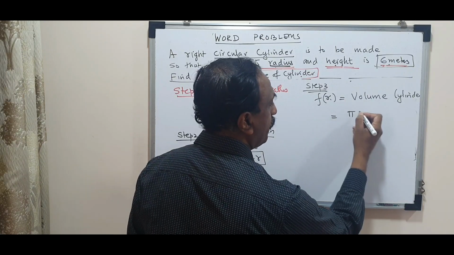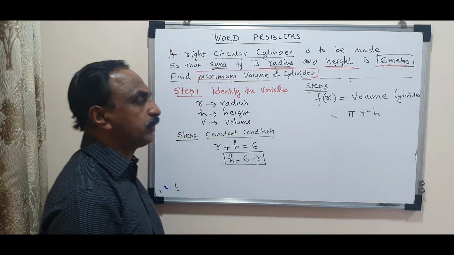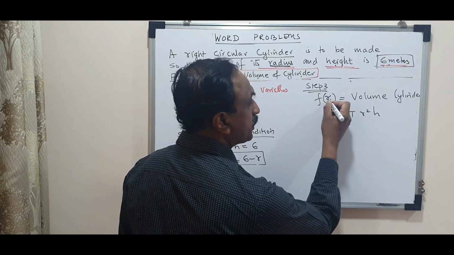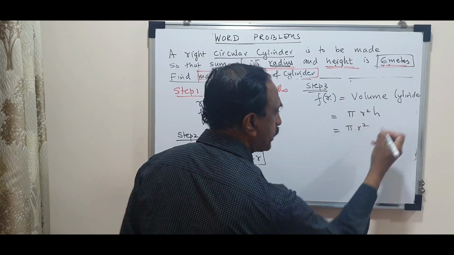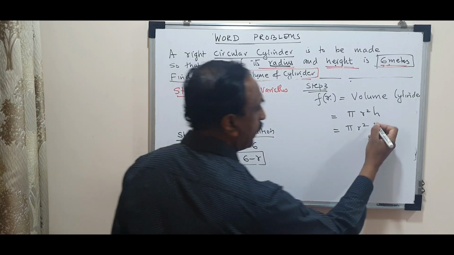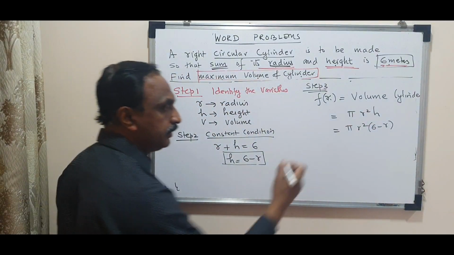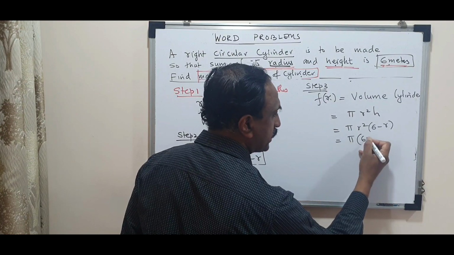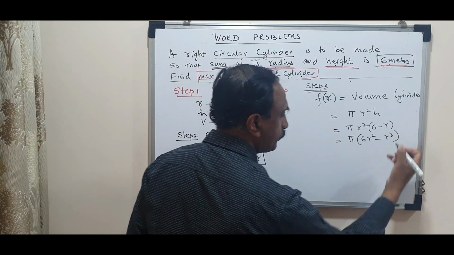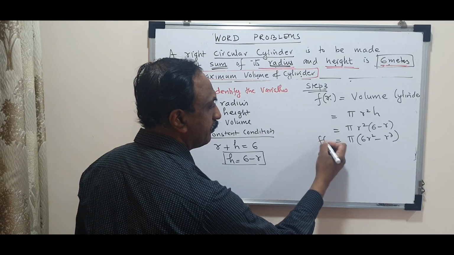So volume is pi r square h. I wrote the formula for the volume. Now I need to express it in one variable r. So pi r square, h is nothing but 6 minus r. So I have expressed the whole formula in one variable. So pi times 6 r square minus r cube. So this is my function.